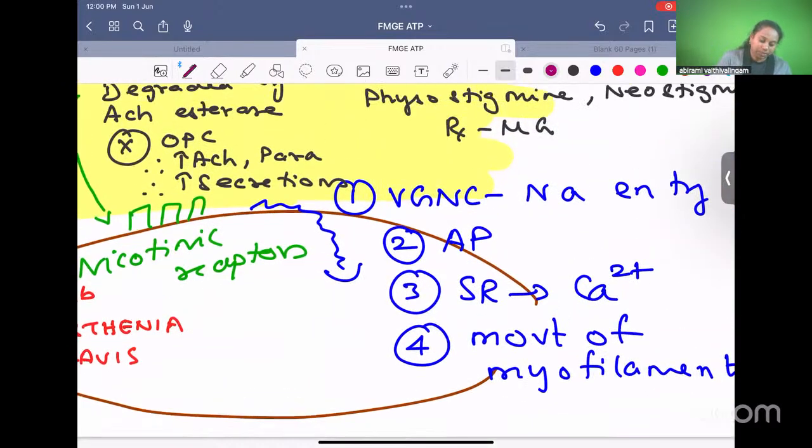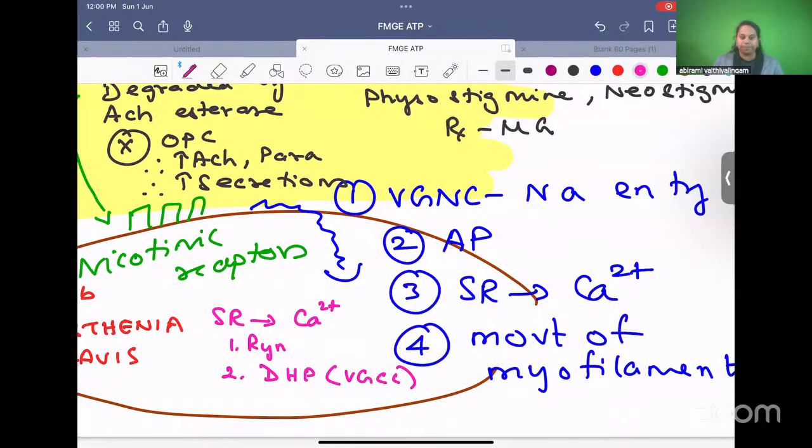One more I'll tell you. SR releases calcium with the help of two channels, ryanodine channel and dihydropyridine. Dihydropyridine itself is a voltage gated calcium channel. So SR releases calcium through ryanodine and dihydropyridine.